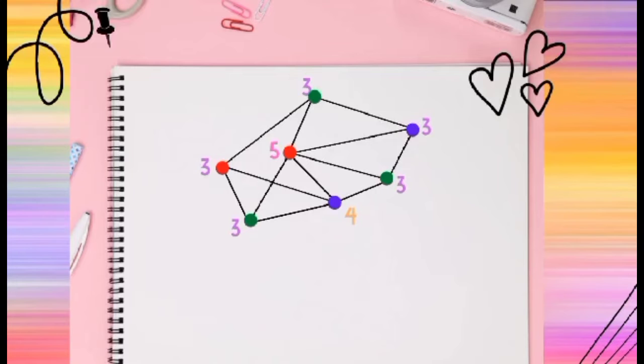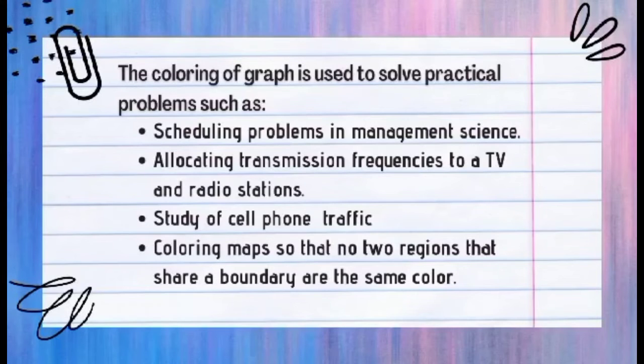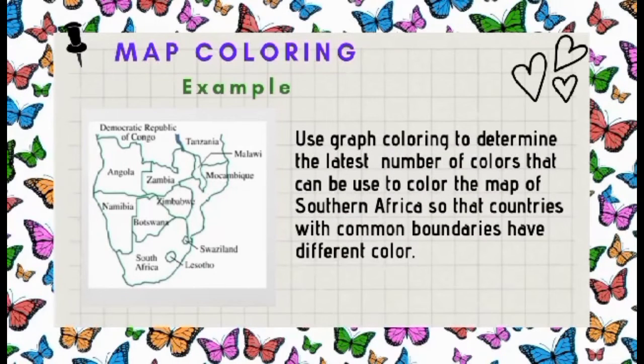Then the problem is solved. Graph coloring is used to solve practical problems such as scheduling problems in management science, allocating transmission frequencies to TV and radio stations, studying cell phone traffic, and coloring maps so that no two regions that share a boundary are the same color. Map coloring example.